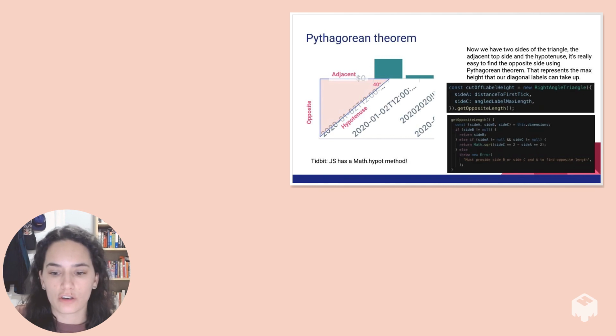And then here's just another really quick look at using Pythagorean theorem. So very similar, now that I've figured out two of the sides, I'm able to figure out the other one. So in this case, I've figured out the hypotenuse based on the information on the last slide. And then I need to know the opposite length, because that is how tall my x-axis label space needs to be. So I'm solving that using a JavaScript version of Pythagorean theorem. And just a fun tidbit to end on is that JavaScript actually has a hypotenuse method on Math, which I was super surprised by.